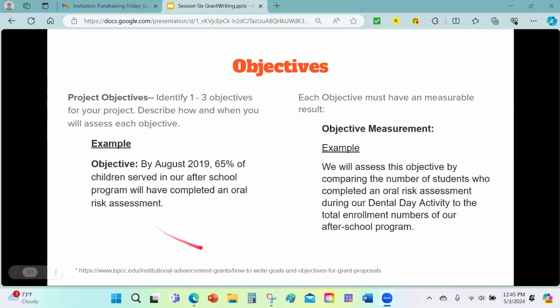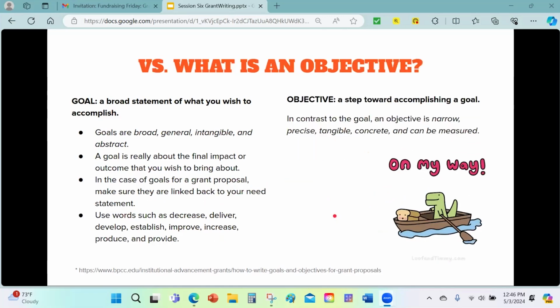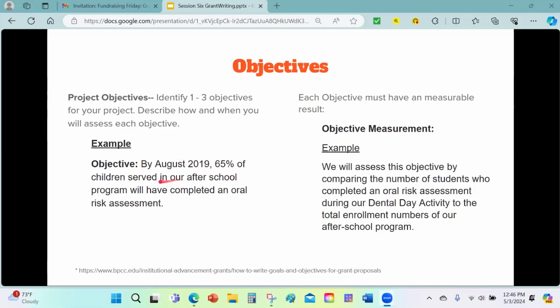So an example of an objective is: by August 2019, 65% of children served in our after-school program will have completed an oral risk assessment. That's the objective. Because remember, the goal was fewer students will miss school due to oral health issues. So one way we're going to measure that is by a date and a percentage of the participants who have accomplished something, right? And how are they going to measure it? They're going to give an oral risk assessment during their dental day activity to the total number of our students in the after school program, right?